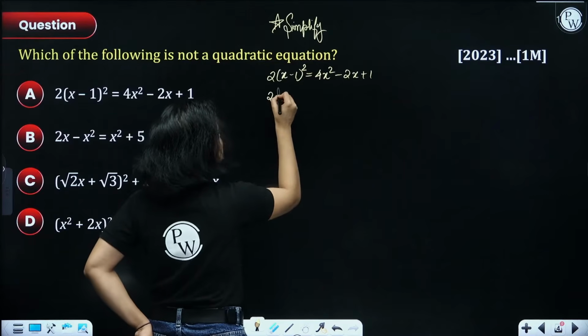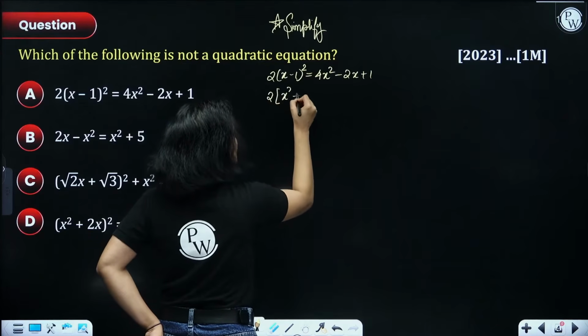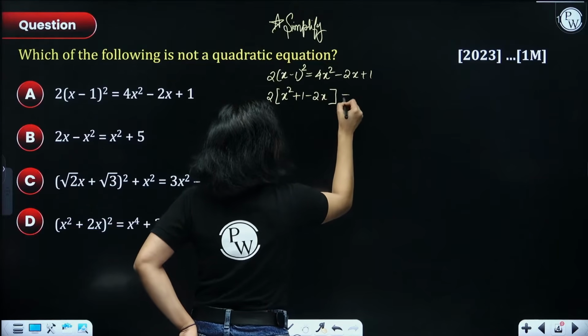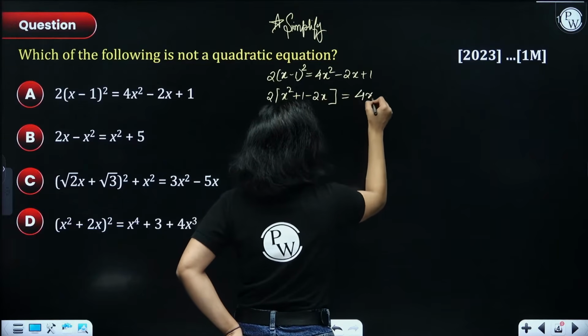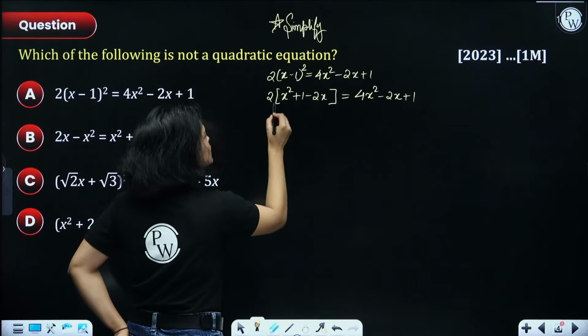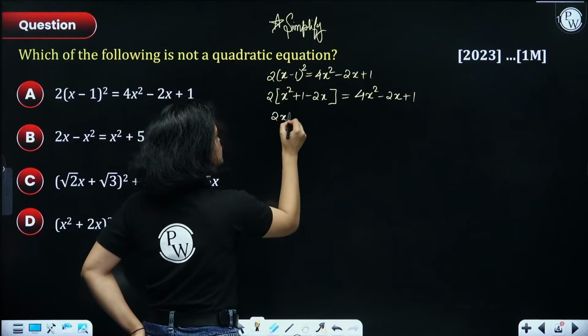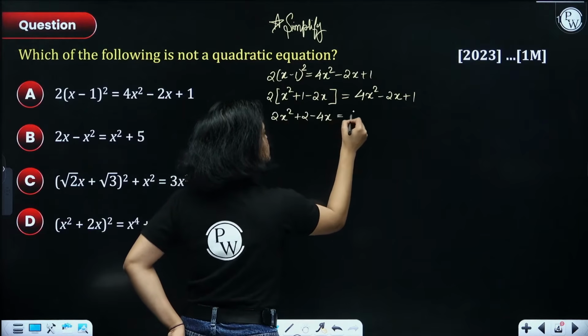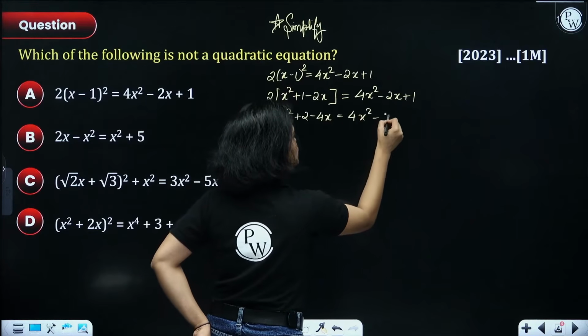So we'll get 2x square plus 1 minus 2x, and this is equal to 4x square minus 2x plus 1. Now let's open the bracket. We'll get 2x square plus 2 minus 4x is equal to 4x square minus 2x plus 1.